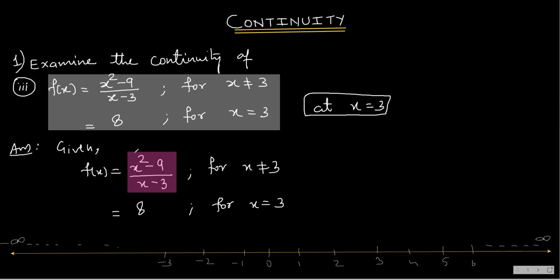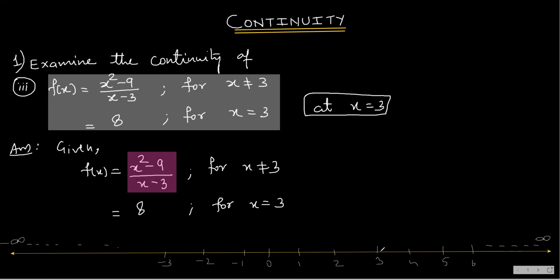This is very important, students. You need to be focused. They say f of x is this function. F of x is x square minus 9 upon x minus 3 for x not equal to 3. That is when x is not equal to 3. Now tell me on this number line, which point is x not equal to 3?